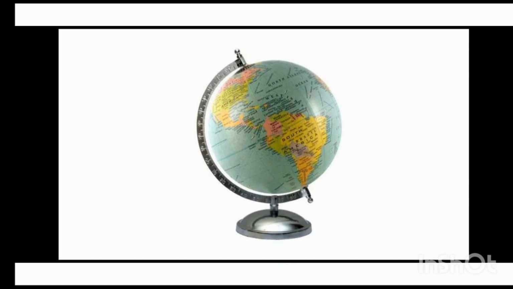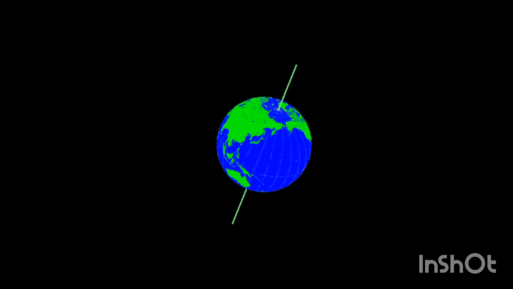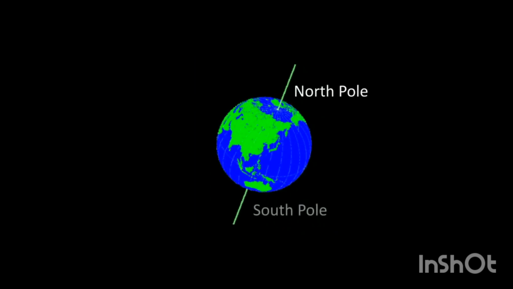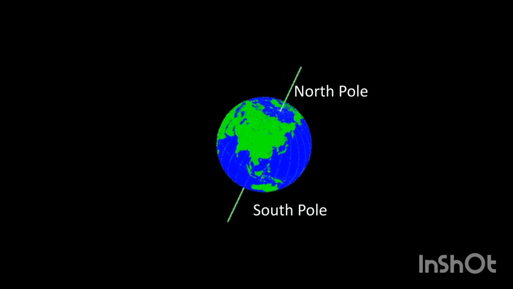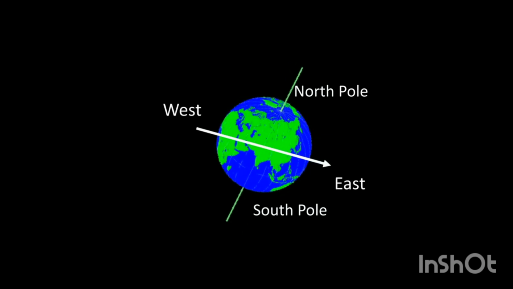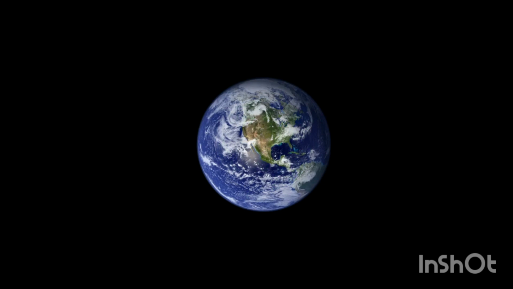You might have noticed a needle is fixed through the globe in a tilted manner, which is called its axis. The 2 points on the globe through which the needle passes are the 2 poles, North Pole and South Pole. The globe can be moved around this needle from west to east direction, just as the earth moves. The real earth has no such needle.